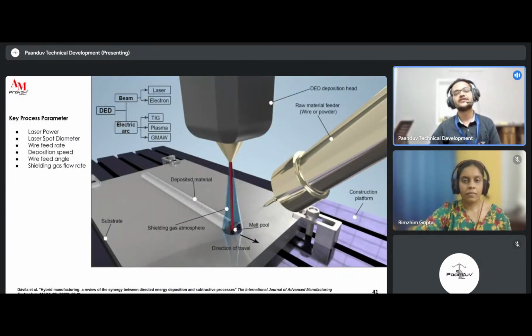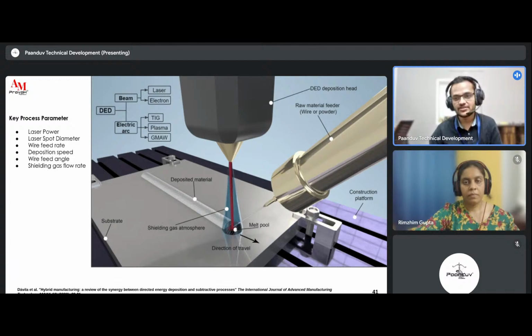So direct energy deposition can be classified based upon the type of heat source used. We can either use a beam, which can further be classified as electron beam and laser beam. And if we are using an electric arc as a heat source, then it can be classified as TIG, plasma, gas metal arc welding. So in this image, a typical setup for WLAM is shown.